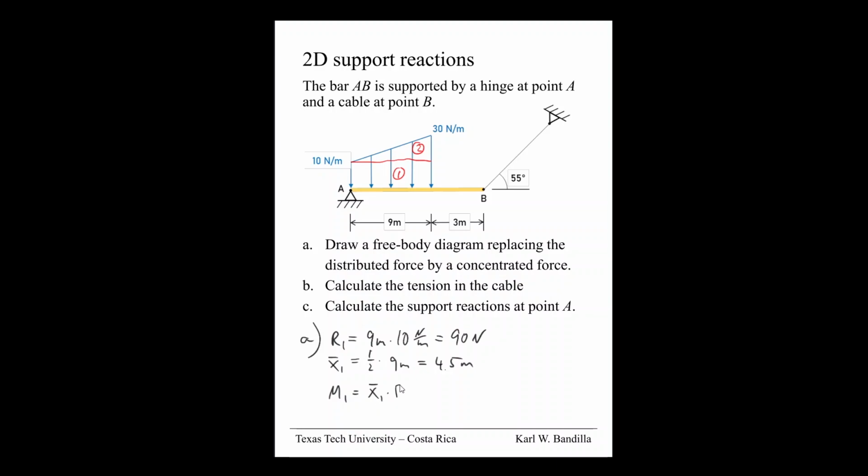Now, our moment from the first one would then be X1 bar times R1. And that would be 90 newton times 4.5 meters. And I did not calculate that beforehand, so let's do that real quick. That'd be 90 times 4.5, 405 Newton meters. That would be our rectangle.